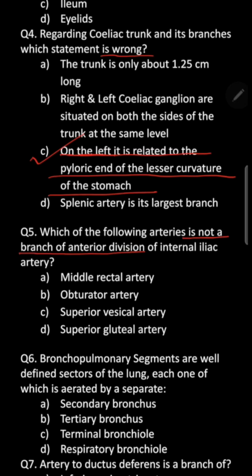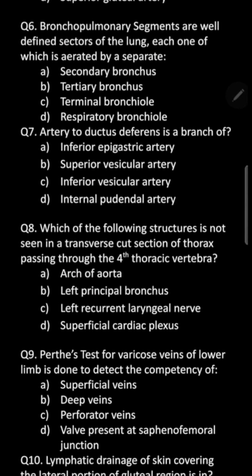So middle rectal artery is its branch, obturator artery is its branch, superior vesicular artery is actually the proximal remnant of the umbilical artery. This also is a branch of anterior division of internal iliac. Superior gluteal artery is actually the branch arising from the posterior division of the internal iliac artery. Answer is D. Question number 6.